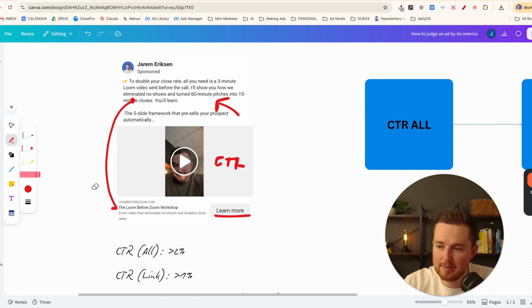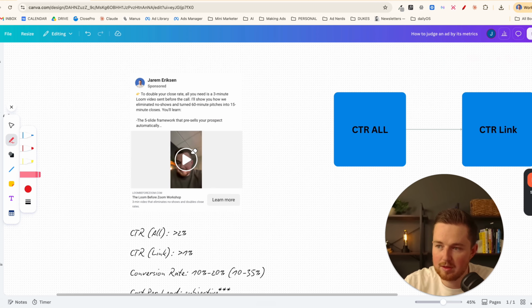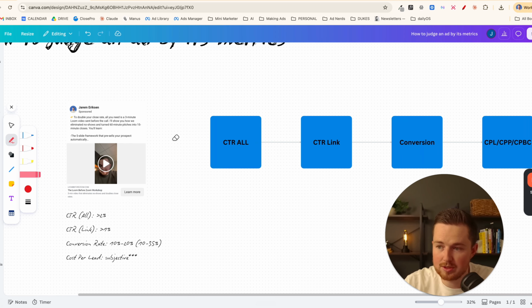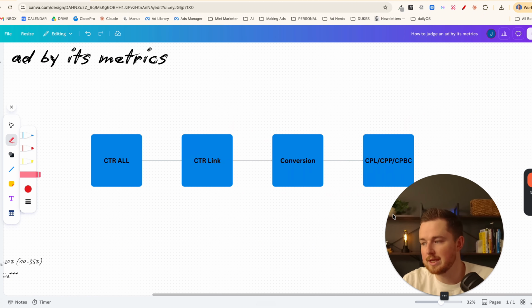So when we talk about leading metrics, lagging metrics, and order of operations, think back to grade school. In math there's the order of operations called PEMDAS, if I'm pronouncing that right, which is parentheses, exponents, multiplication, division, adding, subtracting. Hopefully I got that right. My teachers would be proud.